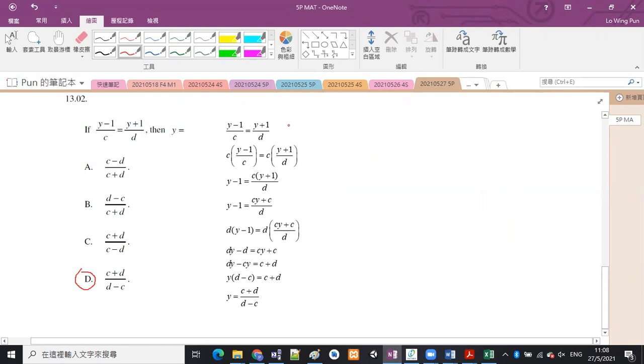So can you check your steps for 13.02? The answer is option D. Can you get the correct answer? And do you have any step you want me to explain? Yes, both are okay. But this is my style. If I see fraction, I multiply the denominator to every term in the equation. It's okay, but you can think like multiply the c to the opposite top part and multiply the d here.